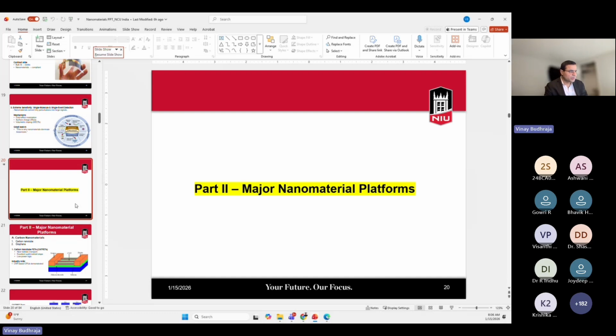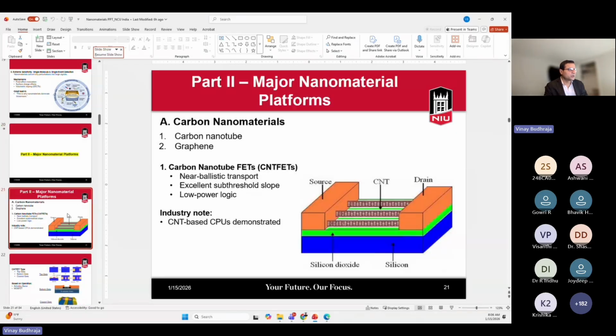Now, part two covers major nanomaterial platforms, and the first one is carbon-based nanomaterials. Two major players are carbon nanotube and graphene. So you all are aware of the MOSFET structure, right? Which has source, drain, gate, and the gate oxide.